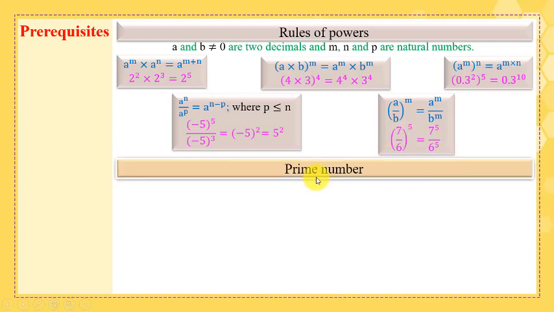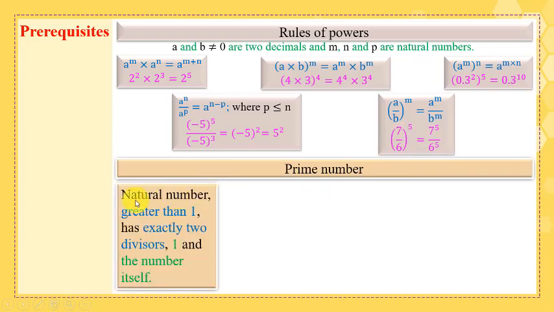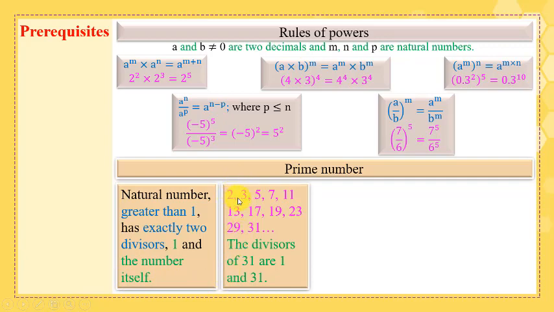Also, what is a prime number? A prime number is a natural number which is greater than 1 and has exactly two divisors, 1 and the number itself. Let's see some prime numbers. Numbers 2, 3, 5, 7, 11, 13, 17, 19, 23, 29, 31. The divisors of 31 are 1 and 31.